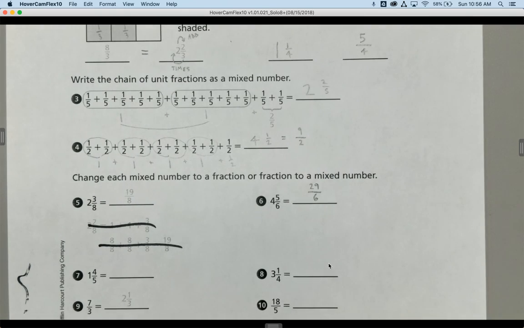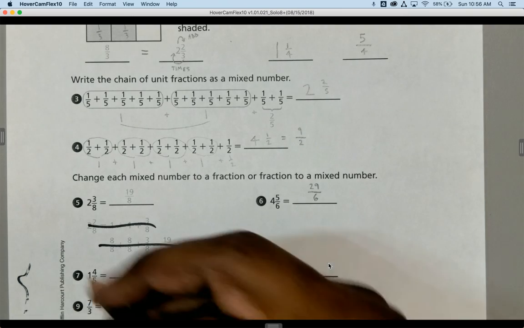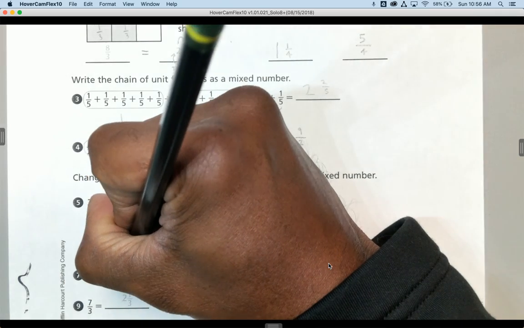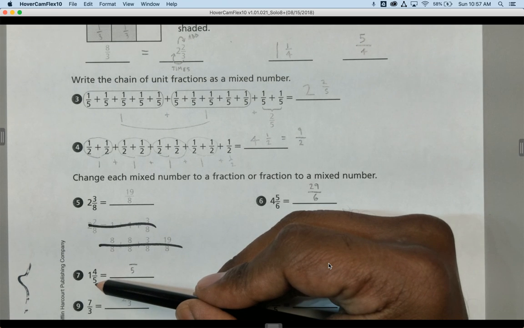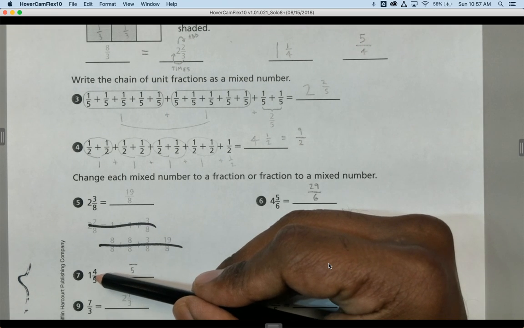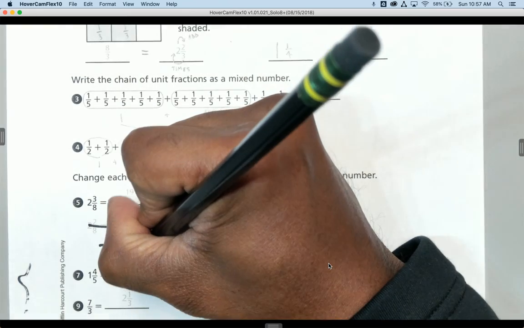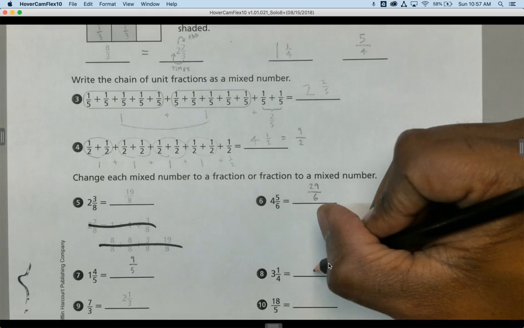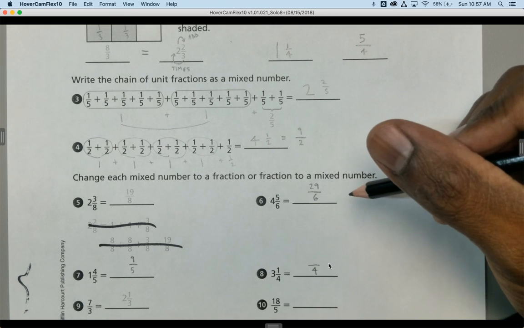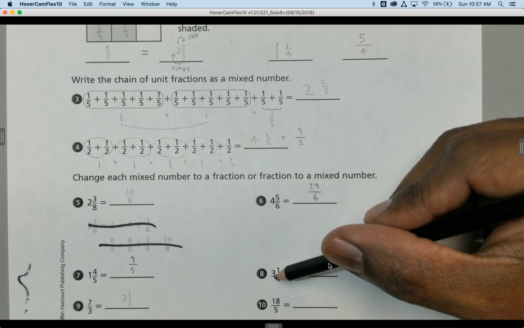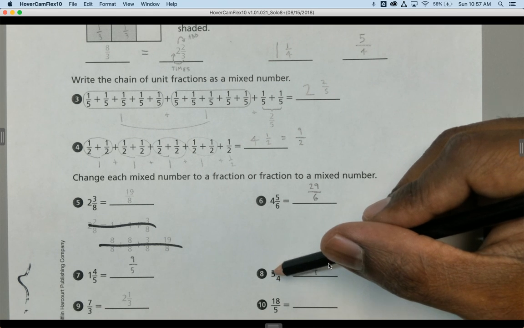One and 4/5. The denominator stays a 5. Numerator, 5 times 1 gets us 5. Plus the 4 on top gets us 9. 3 and 1/4. Denominator stays a 4. 4 times 3 is 12. Plus the 1 on top, 13.